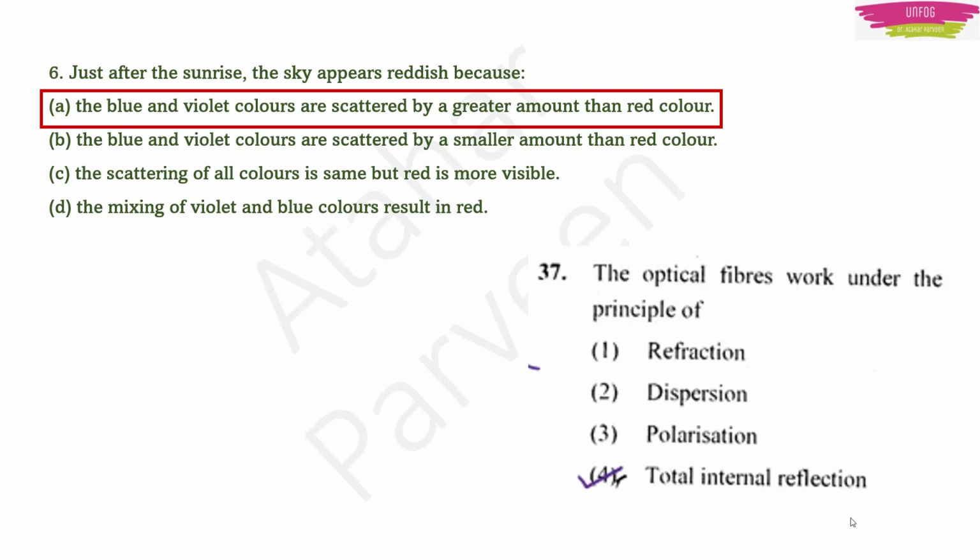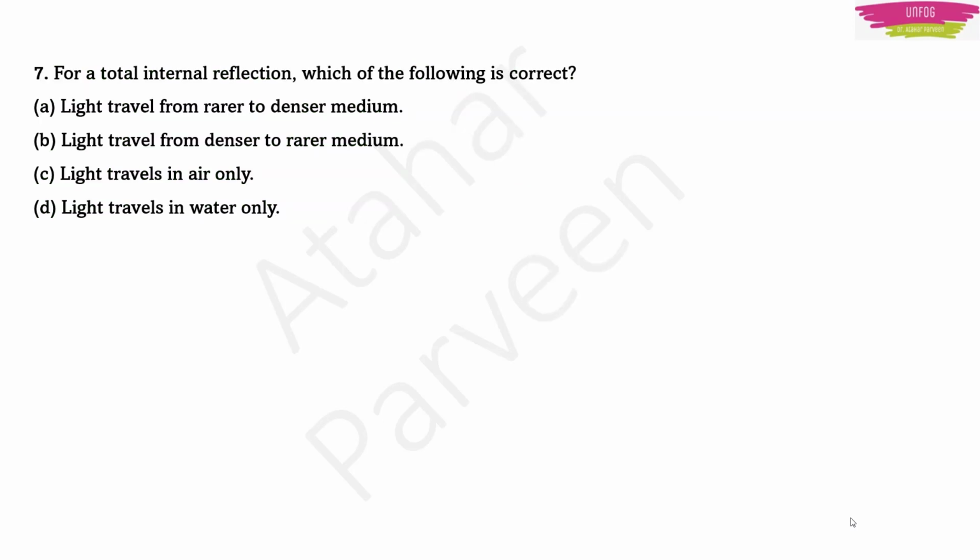Next question. This question was actually asked in the HSTR 2015 question paper. The question is, the optical fibers work under the principle of, yes, it is total internal reflection. Next question. For a total internal reflection, which of the following is correct? Light travels from rarer to denser medium, from denser to rarer medium, light travels in air only, light travels in water only. It should travel from denser to rarer medium. Remember, this is the condition for total internal reflection.